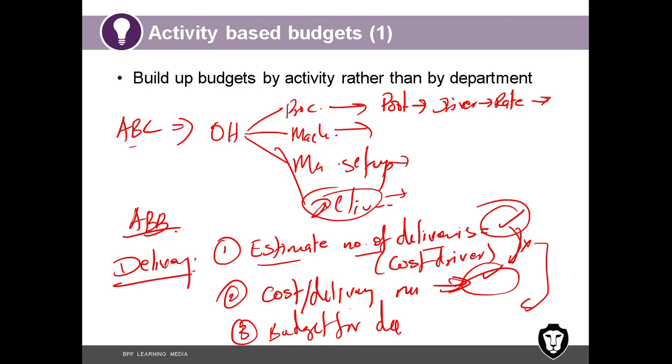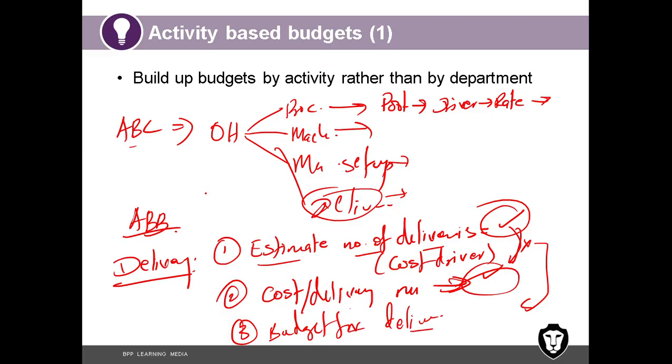Multiply 1 and 2, that gives you the budget for delivery. Once again, what is 1? Number of deliveries. How did you find that? Based on the number of units you are going to produce and how many units are taken in one order, one delivery. Second one, cost per delivery run. Based on past experience, check your last year, you will know how much. Multiply these two, that will tell you how much you have to budget for delivery.